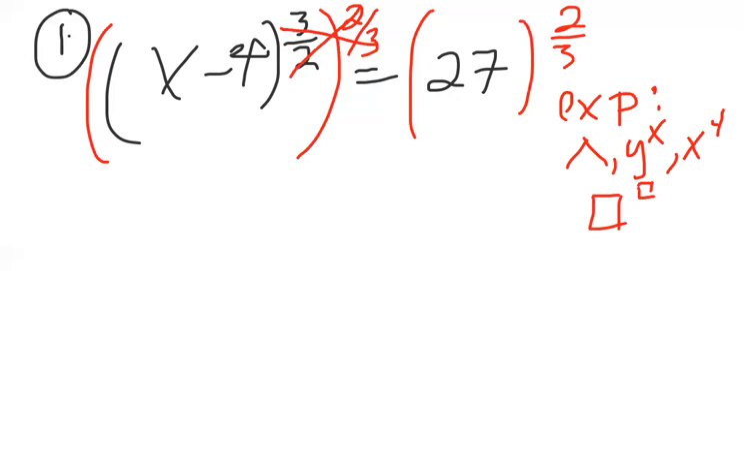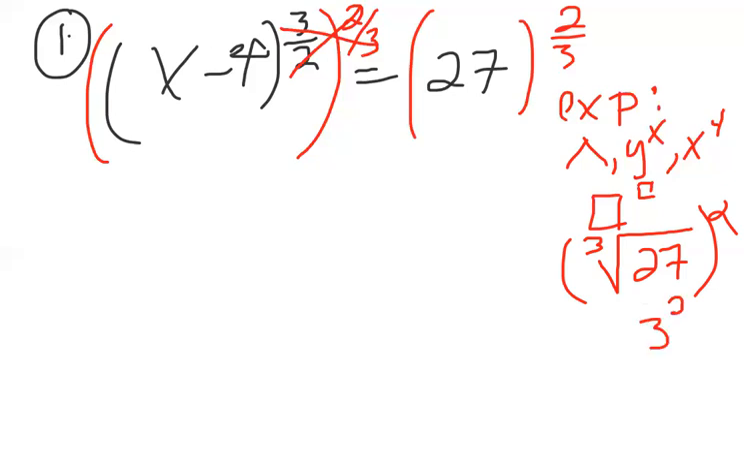Now, if you don't have a calculator nearby, how do you simplify this? Remember, guys, the denominator is the root. So you're taking the 3rd root of 27, and the numerator is the power, so you're going to square whatever this answer is. The cube root of 27 is 3. And then you square it, you get 9.